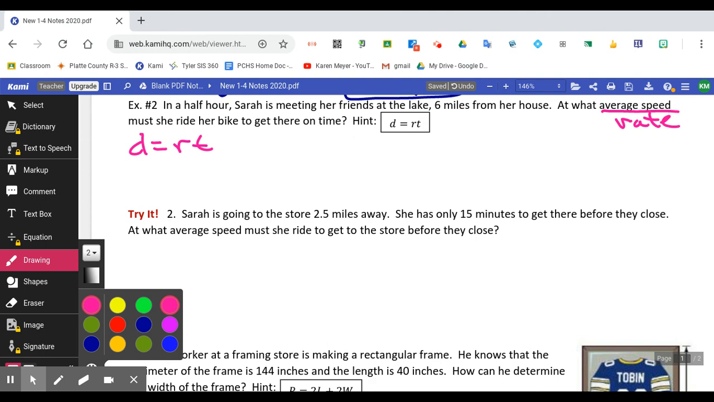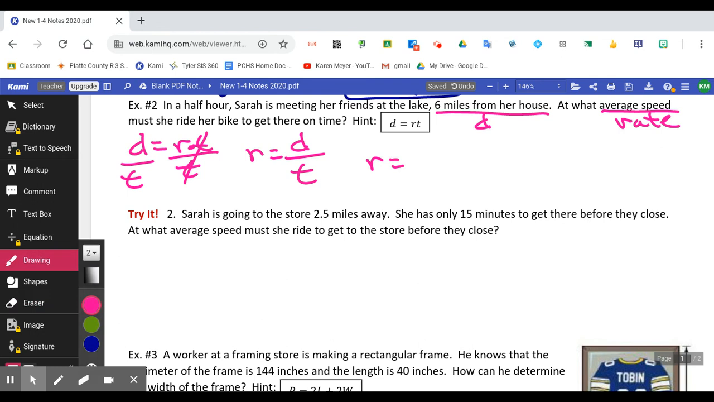Right now, R and T are written next to each other, so that means R times T. The opposite of timesing is to divide, so I'm going to divide both sides by T. So I get R equals D over T. Now that we know which formula we can use, we can go back and start plugging in the information. 6 miles from her house is the distance, so for D, we're going to plug in 6.